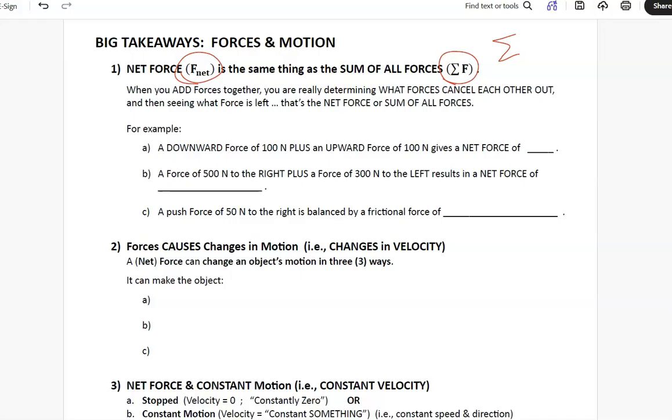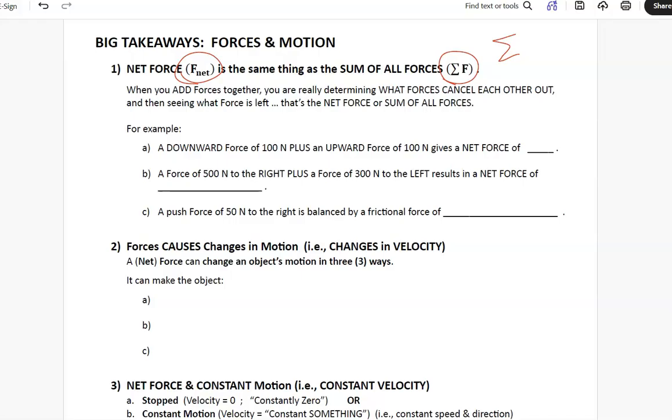Your net force is the same as the sum of all the forces, keeping track of which things are positive, which things are negative, etc. When you add them together, whatever is left after certain things are canceled out, that is your net force, or your sum of all forces. And we tend to do these sums just in the horizontal direction first, and then we do them in the vertical direction separately. We keep them separate to simplify our math.